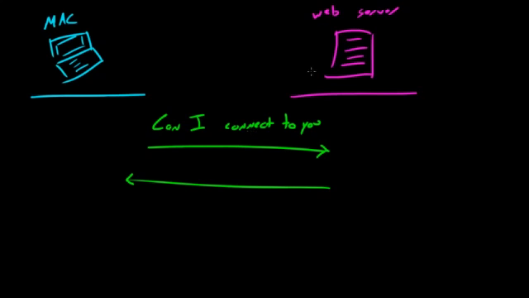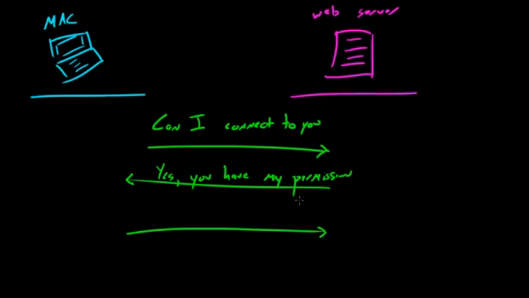But since this is a web server, we'll say it's my web server for thenewboston.org, the best website ever, by the way. The web server is going to say, yes, you have my permission. Now the Mac knows that it has the authority to connect, so now it's going to request the file, the web file, so it can view the website.